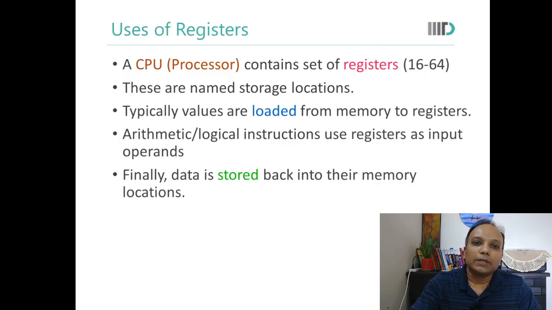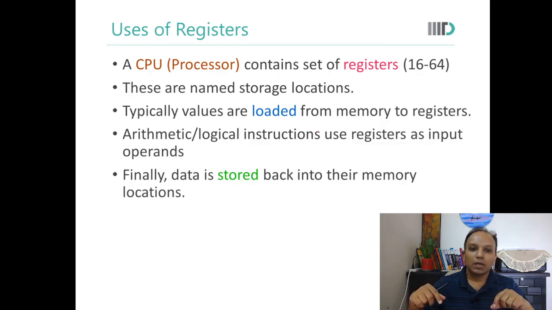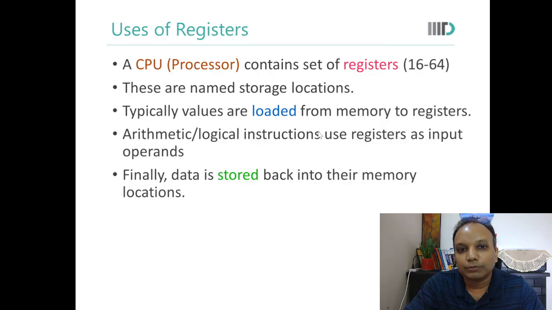So, typically a CPU or a processor contains a set of registers which lie between 16 to 64 in number. These are also named as storage locations. Typically these values are loaded from memory to register, and whenever you need to, let us say, load a new value, whatever the old value was, you have to store it back to the main memory and then bring the new data. And typically the ALU etc. directly access these registers, and these registers provide the operands which are required for the ALU etc.